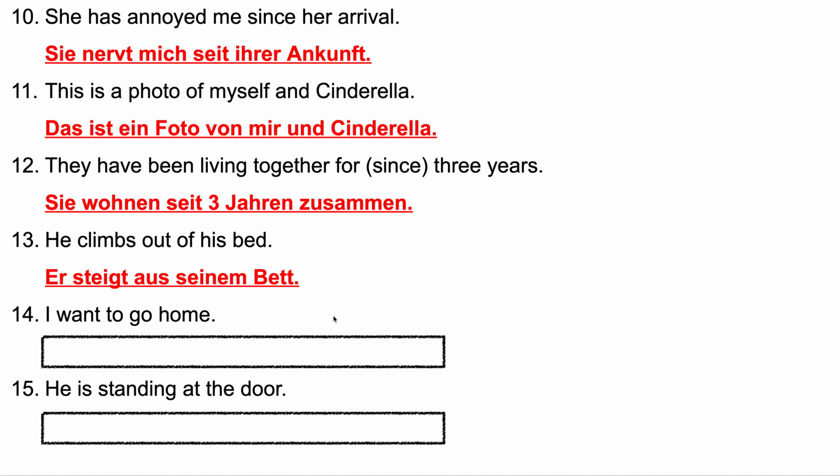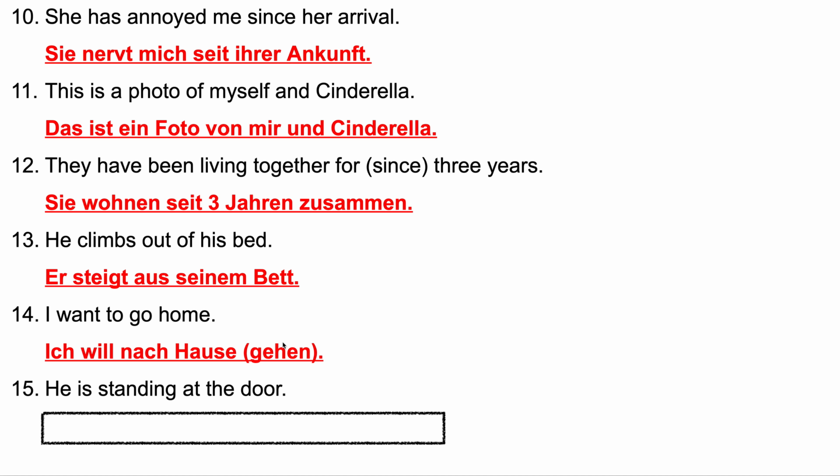Nummer 14, I want to go home. We already had the other version of this, which is "I want to stay home," but this is "I want to go home." So we have ich will, and then we have to have the "home" part because the "to go" is going to go at the end of the sentence. But ich will nach Hause, because I want to go home. You don't actually need gehen at the end of the sentence, but if you wanted to, that's where it would go. So ich will nach Hause gehen. I want to go home.